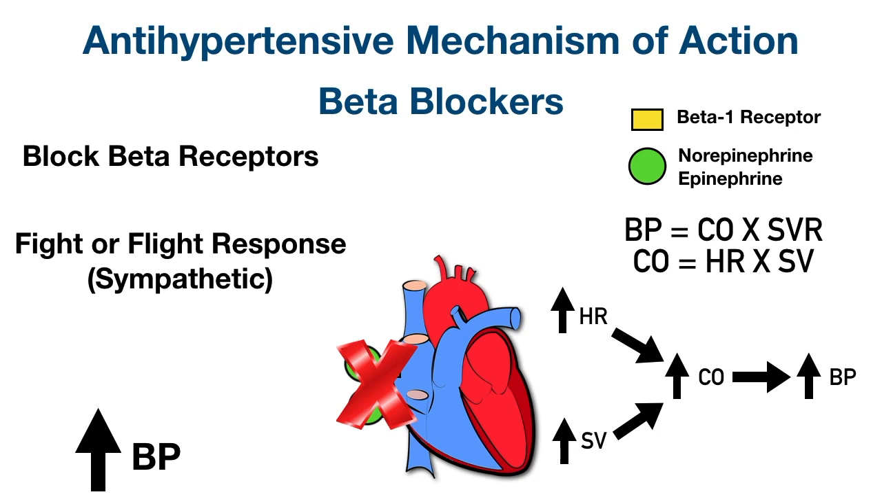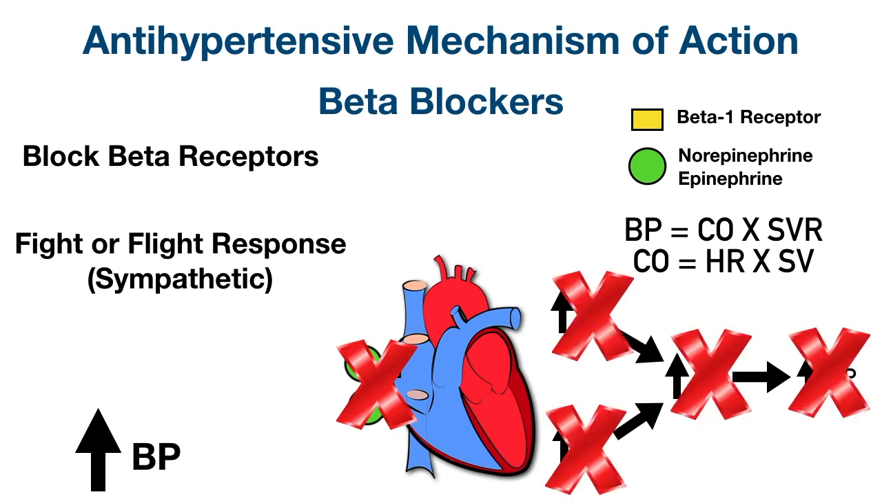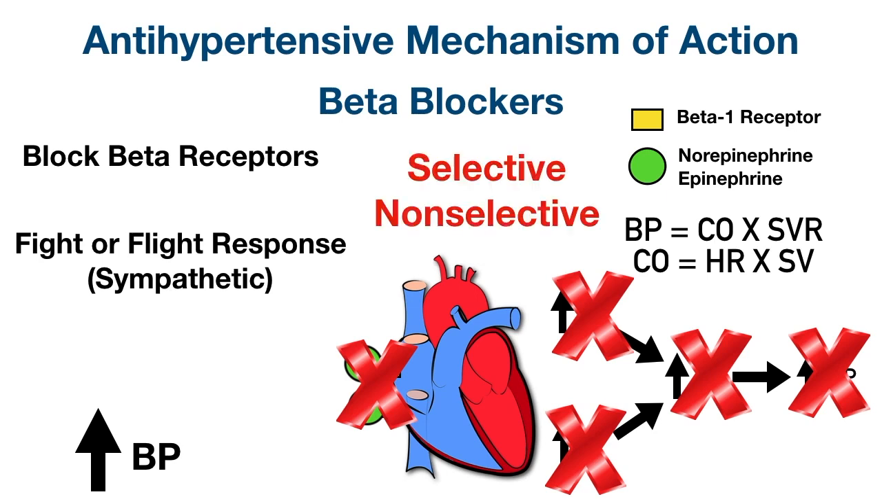If we use beta blockers to block these beta-1 receptors, the norepinephrine and epinephrine can't bind. Heart rate and stroke volume decrease, thereby decreasing cardiac output, and blood pressure is controlled as a result. Similar to alpha blockers, there are selective and non-selective forms of beta blockers, depending on whether they bind to one or more types of beta receptors. This will be discussed more in the beta antagonist video.